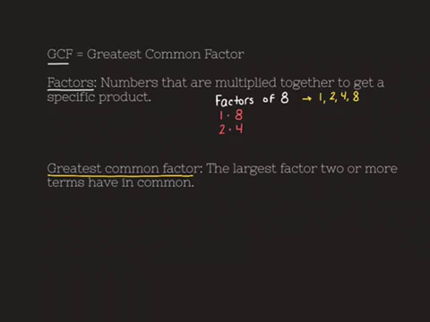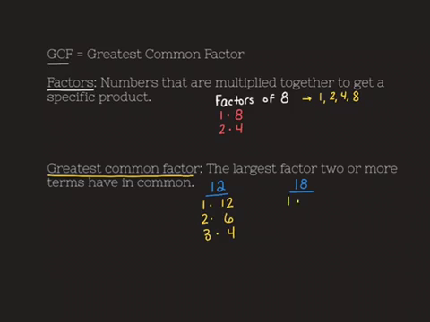So for instance, if we wanted to look at 12 and 18 to find the greatest common factor, we could list the factors for both. So 1 times 12, 2 times 6, 3 times 4. The next one, if we're going in order, would be 4. Since it's already up there, we're done.